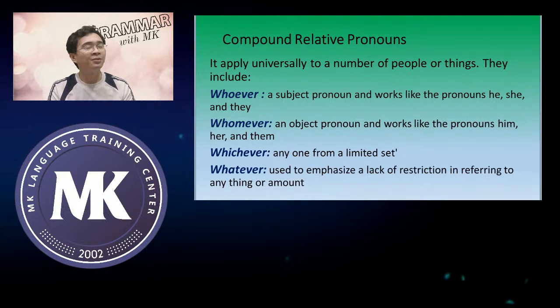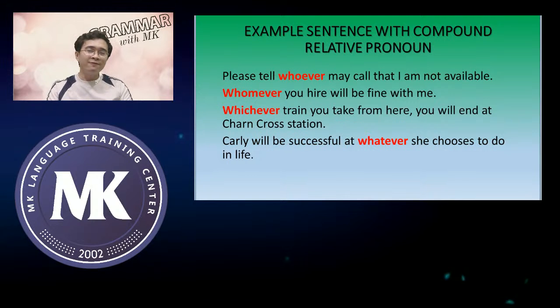So it means I can buy even though it's expensive or not. So we can use whatever there. Okay, clear? Now we have some example sentences with compound relative pronouns.